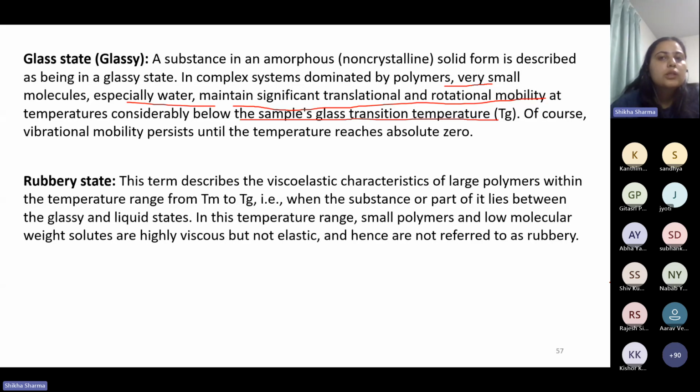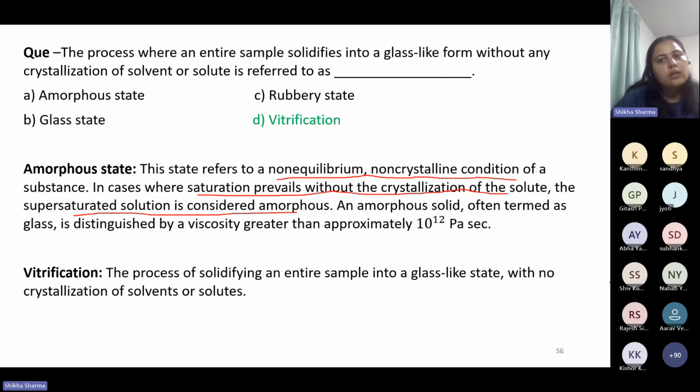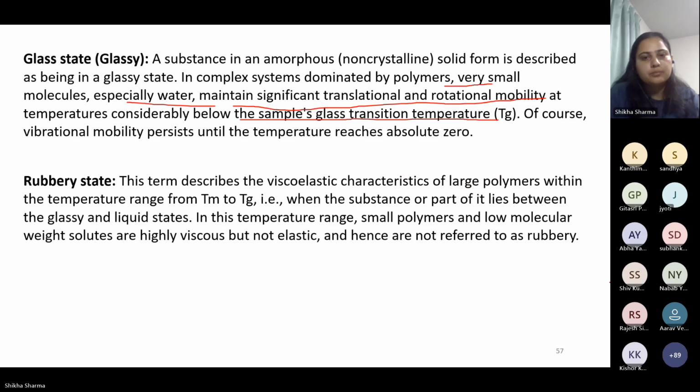The rubbery state is mostly related to polymers. Glassy is also mostly related to polymers. Amorphous means randomly ordered. In the fully crystalline state, the polymeric chains are in a well ordered state, but in the amorphous state it is not a well ordered structure.